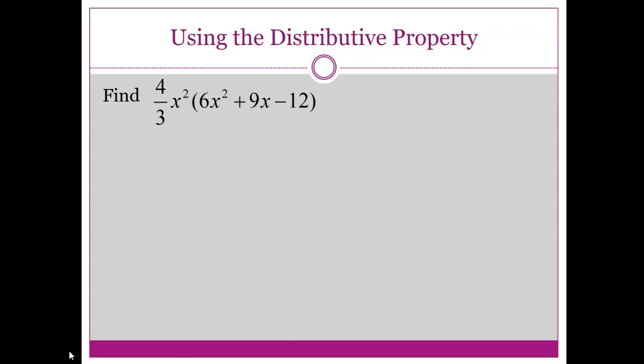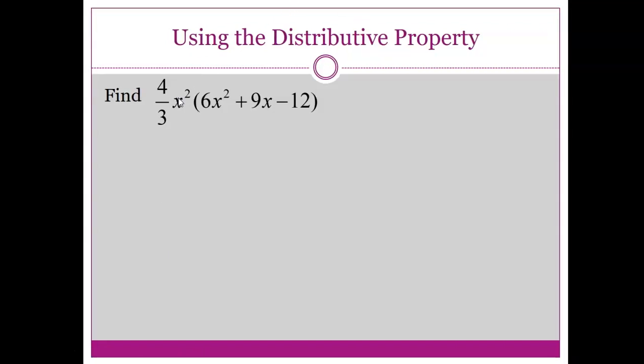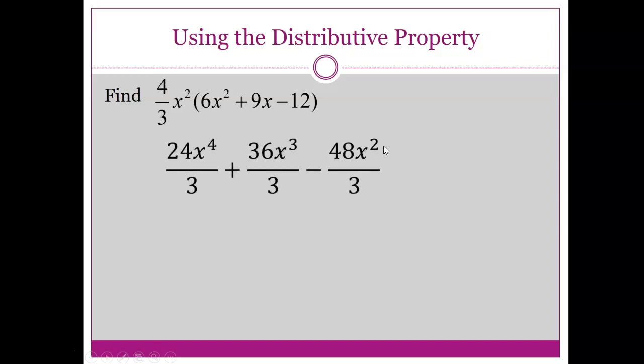Once again, we are going to distribute that first term to the next three terms. So that looks like 24x to the fourth all over 3 plus 36x cubed all over 3 minus 48x squared all over 3. And then the last thing we need to do is simply simplify, because 24 divides by 3, so does 36, and so does 48. So we get 8x to the fourth plus 12x cubed minus 16x squared.